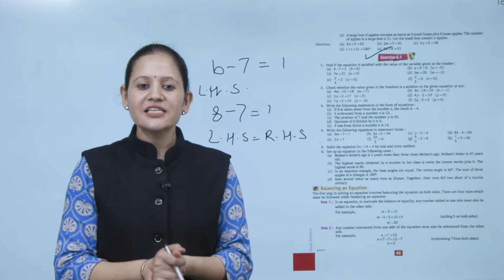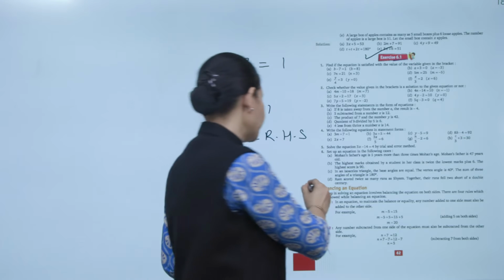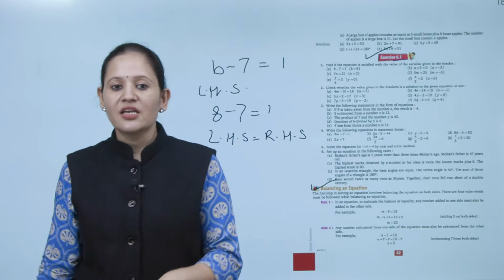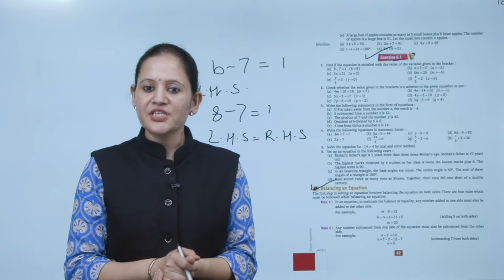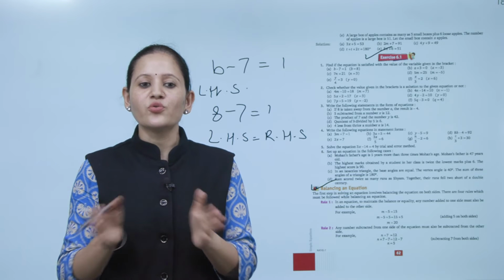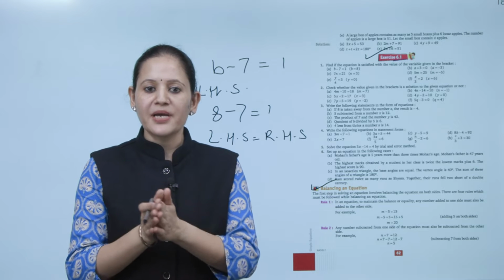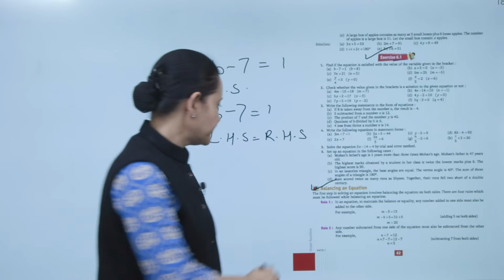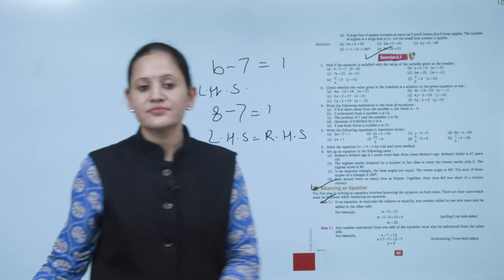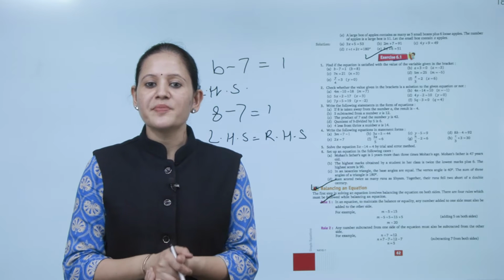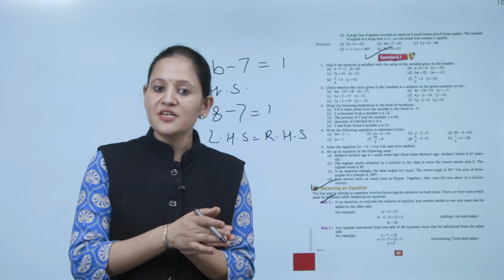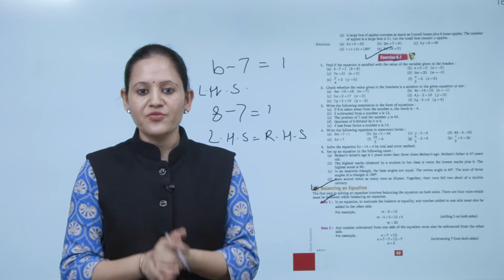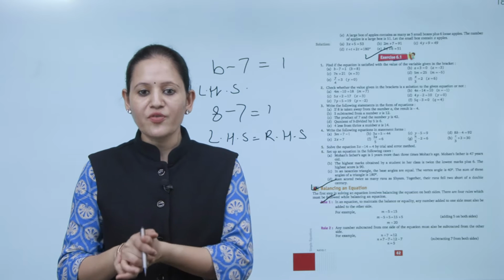Next is balancing an equation. The first step in solving an equation involves balancing the equation on both sides. There are 4 rules which must be followed while balancing an equation. Rule number 1. For an equation to maintain balance or equality, any number added to one side must also be added to the other side. For example, m minus 5 equals 15.